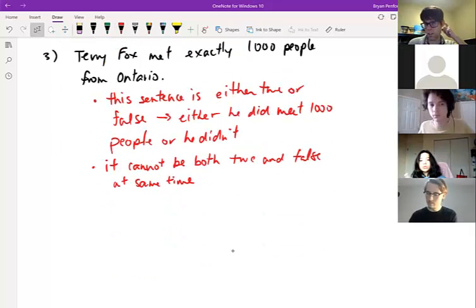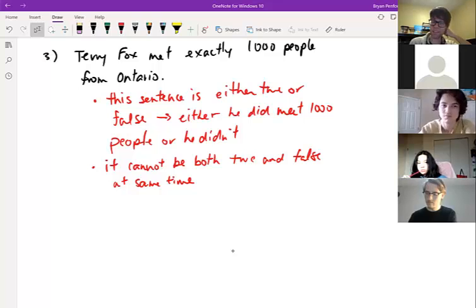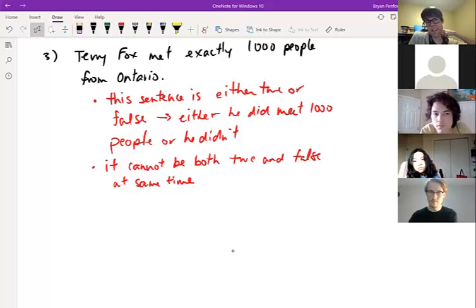So because of that little discussion, I'm going to say that this is a statement. It's just a statement that we don't know the truth value of without knowing a little bit more information.